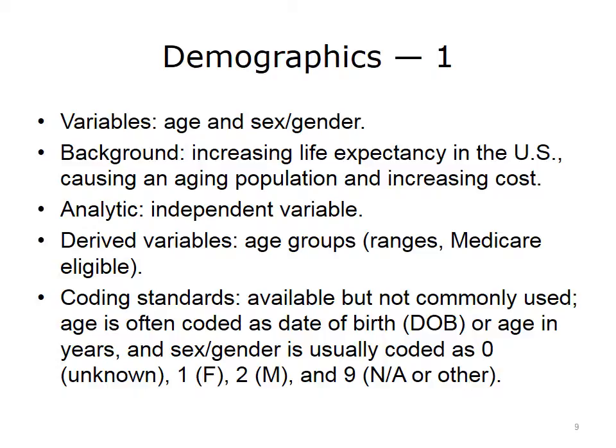Derived variables from demographics may include age ranges or rule sets to deduct eligibility for programs such as Medicare. There are a number of existing coding standards for age and sex, but they are not commonly adhered to. However, most age and sex datasets are coded in a recognizable way. For example, most of the age data fields are encoded by the date of birth or age in years, and sex is often encoded with numbers or characters representing sex as female, male, unknown, or none.